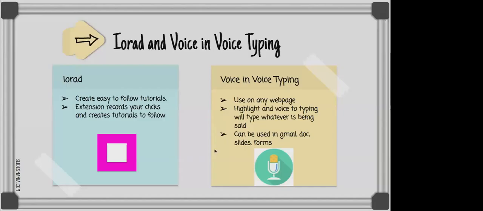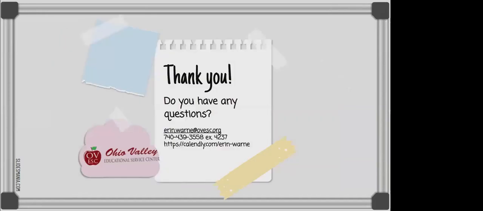So again, we talked about Mote, which you can use to leave audio comments for students. We've talked about Helperbird, which can help your dyslexia students change the font of an article, change the color, change the background color, really help those students get that popped out. We've talked about Iorad, which you can use to create tutorials for students. You're just clicking and the extension is recording, and then it makes a little video that you can share with students. And we also talked about Voice and Voice Typing. Basically that just allows you to talk and it will type whatever you need.